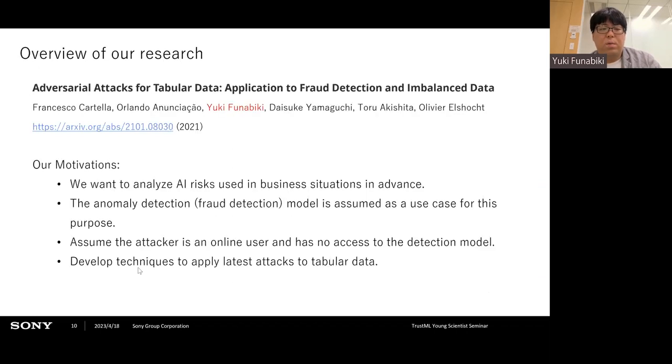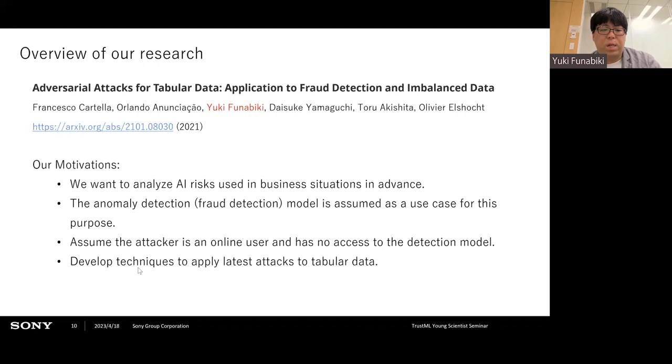And after that, this is the overview of our research: adversarial attacks for tabular data, application to fraud detection and imbalanced data. Our motivation is that we want to analyze AI risks used in business situations in advance. We select anomaly detection, and the fraud detection model is assumed as a use case.